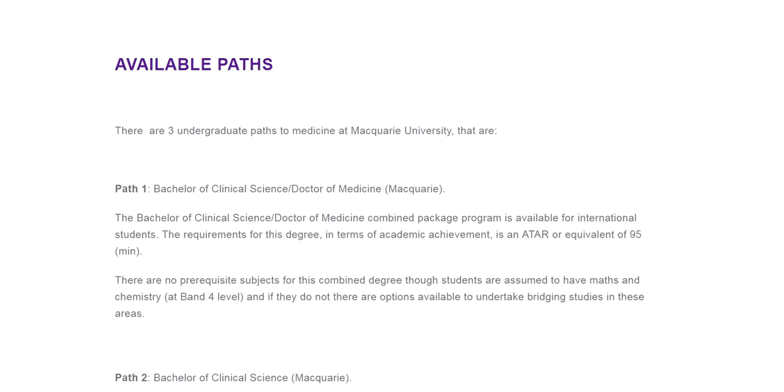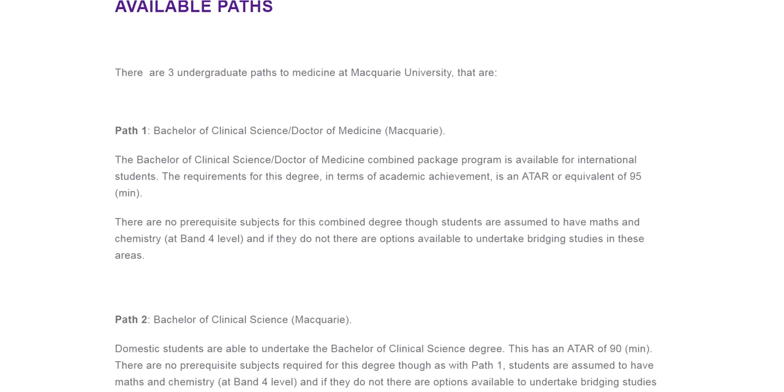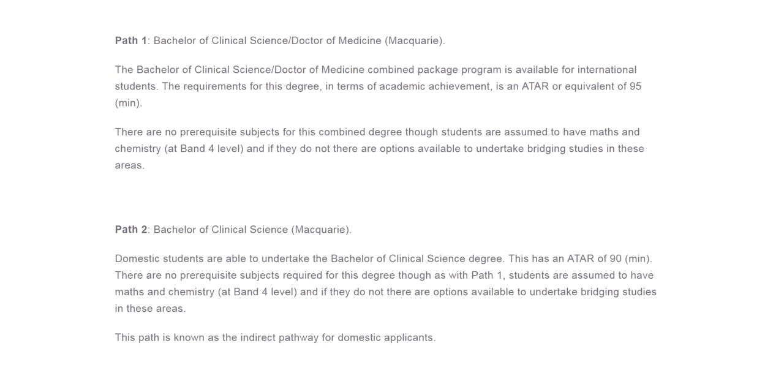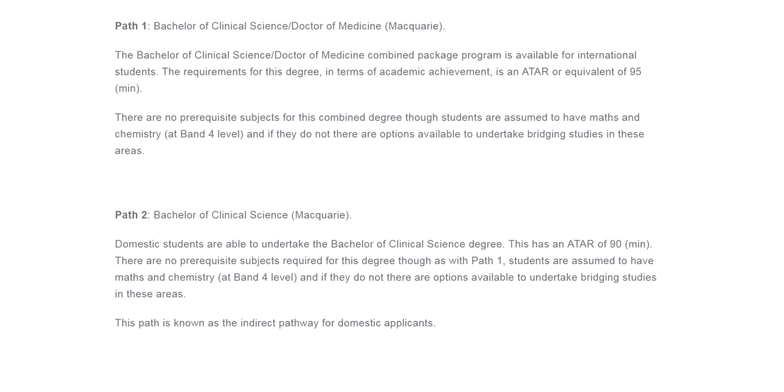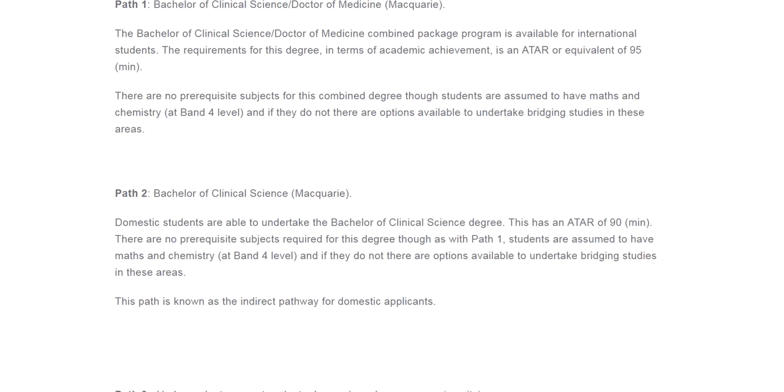The next part of Study Medicine describes the available paths that lead to medicine at that university. And in the case of Macquarie University, there's actually three paths. The first path is through the Bachelor of Clinical Science that leads directly to the Doctor of Medicine degree, and this path is known as the direct path. The second path is also through the Bachelor of Clinical Science, but this is an indirect path, and I'm going to show you in a moment why that's the case.